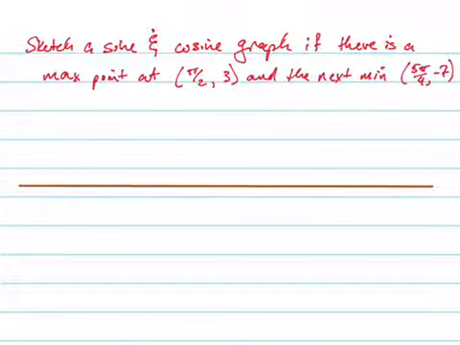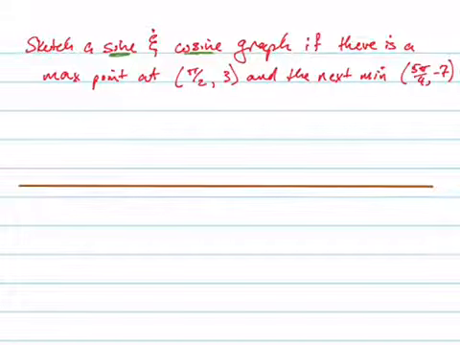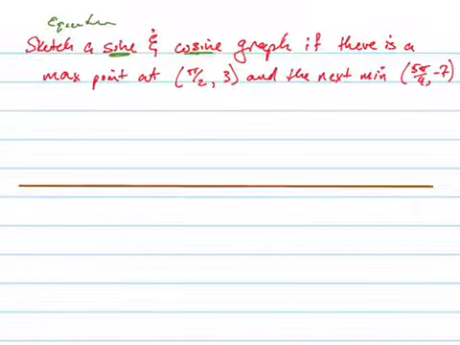All right, they want us to sketch a sine and a cosine graph, or not just sketch them, they actually want us to find the equation for them. For a sine and cosine graph, if there's a max point at pi over 2 comma 3, so let's put that there, and the next min point is 5 pi over 4 comma negative 7, so let's put that down there. They said it's a max point there.